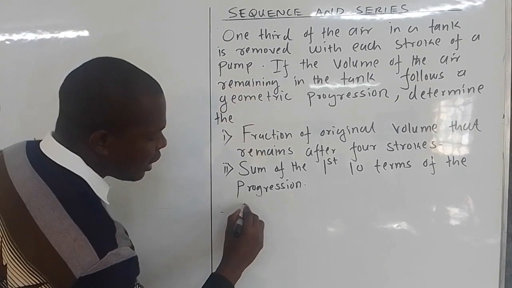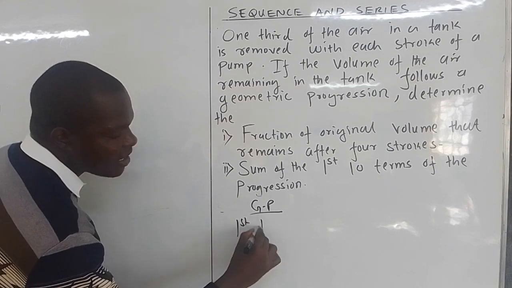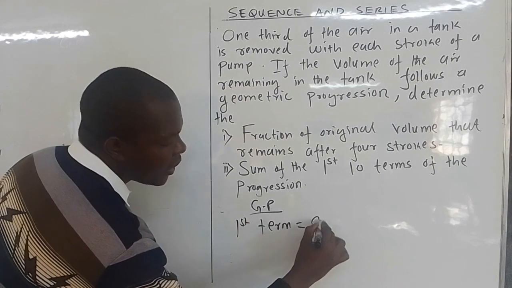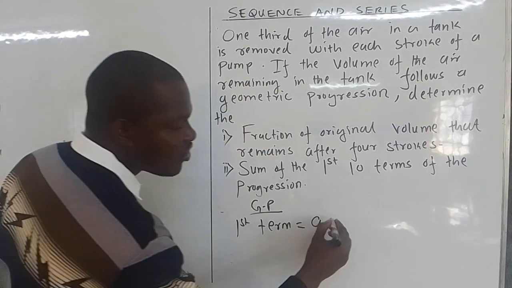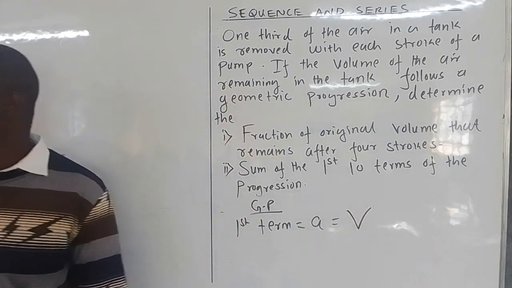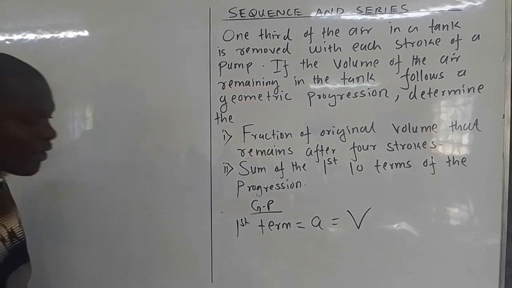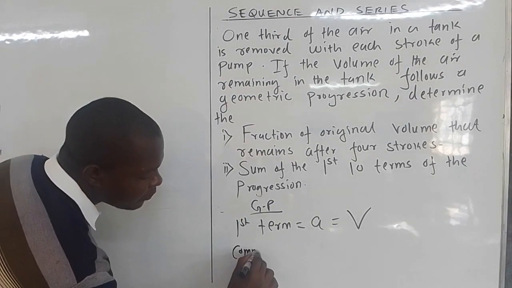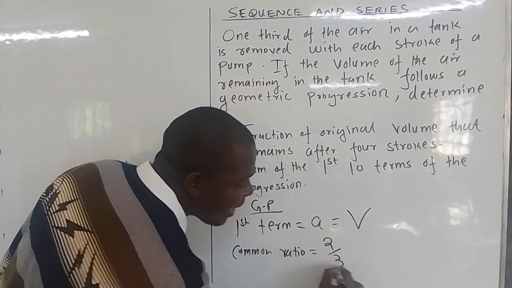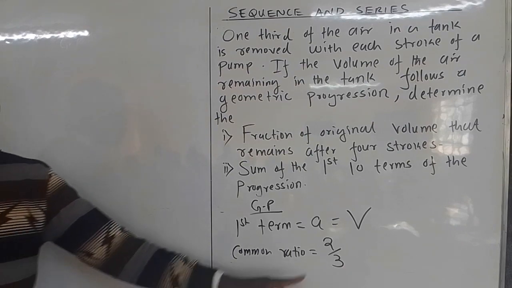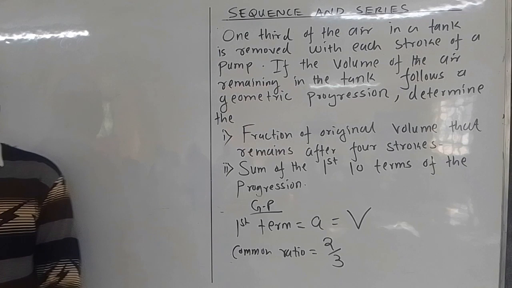Let us first of all note the unknowns in a GP. In a GP, the first term is A, isn't it? And that first term, which is A, we've been told is the volume, which we can denote with V, isn't it? Are we together? Then the common ratio is 2/3. You are writing 2/3 because you digested the question and understood that it is 2/3.